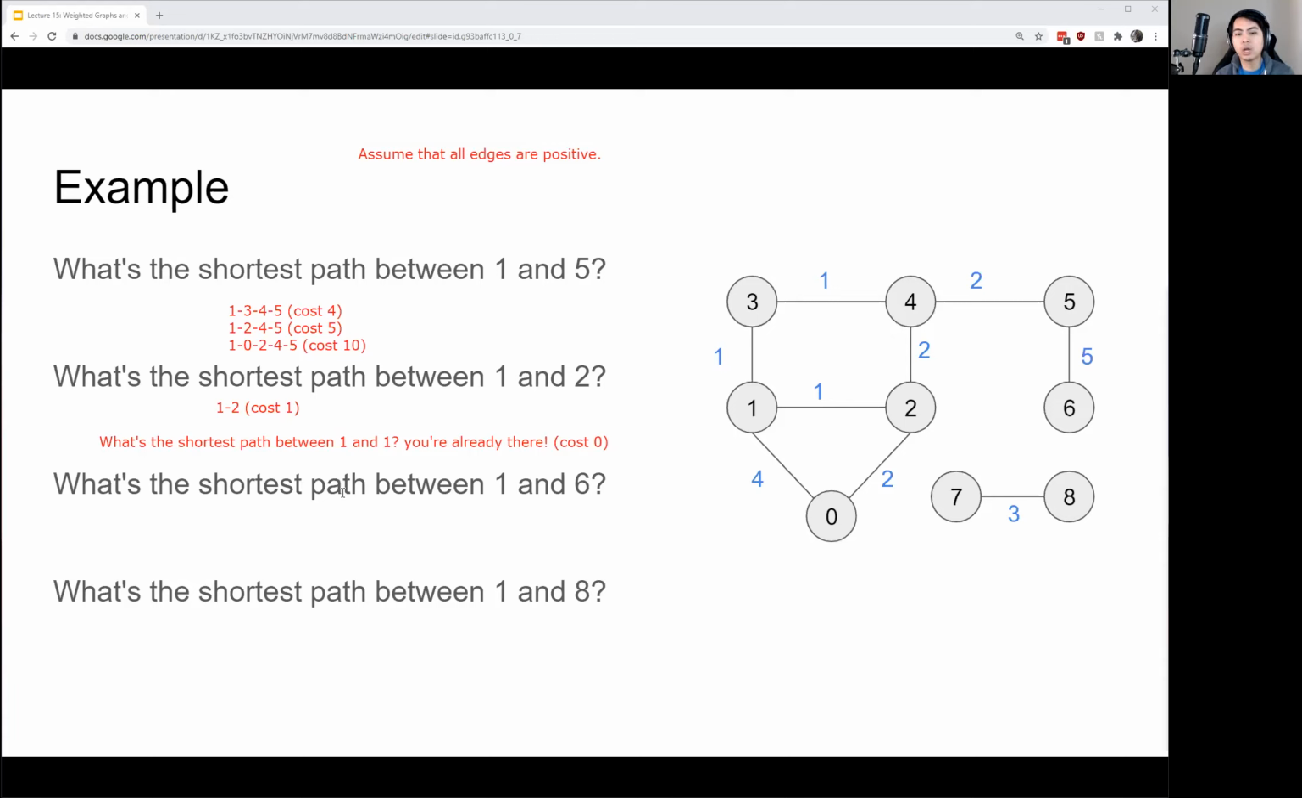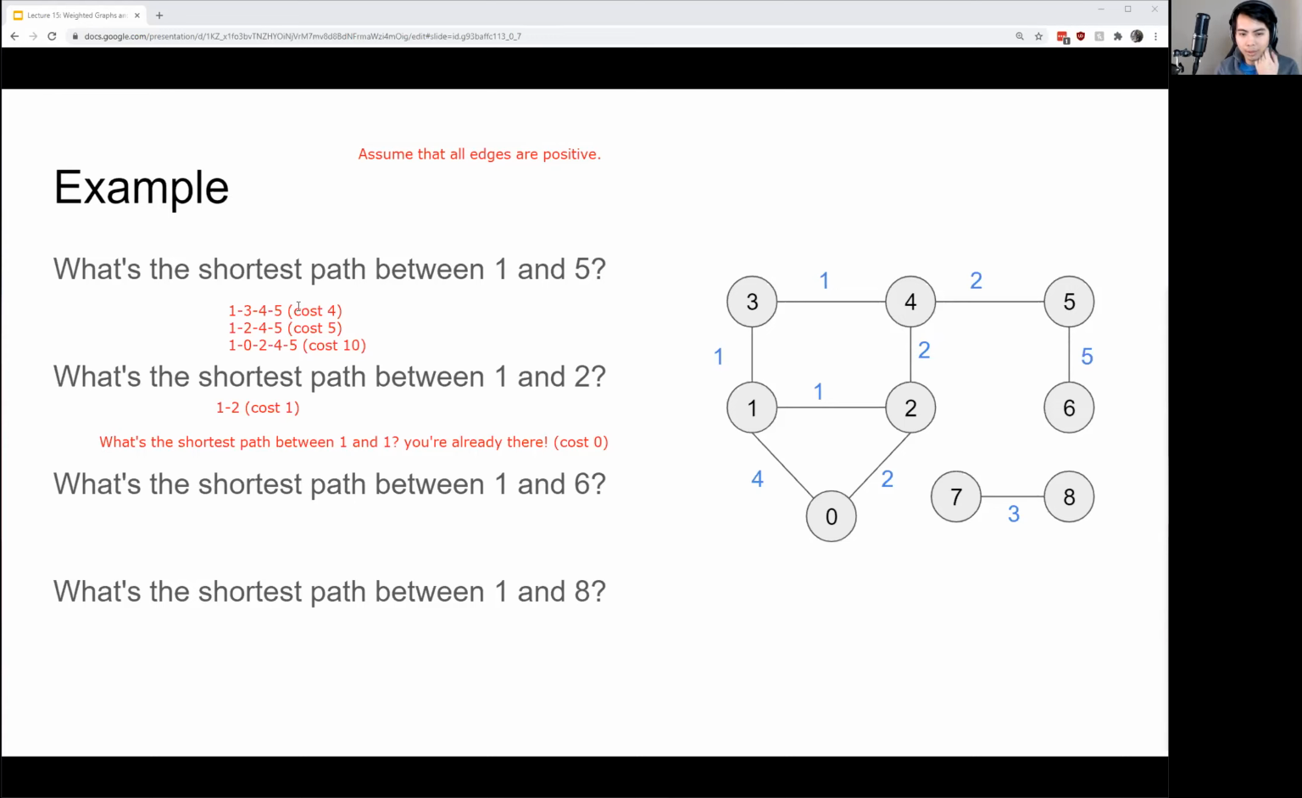Someone's asking, what is the shortest path between 1 and 6? Now, one thing to note is that for the shortest path between 1 to 6, you notice that we can only get to 6 through 5, right? What would we say the shortest path from 1 to 5 would look like? What was the cost of that? Go ahead and type in chat. What was the shortest path from 1 to 5?